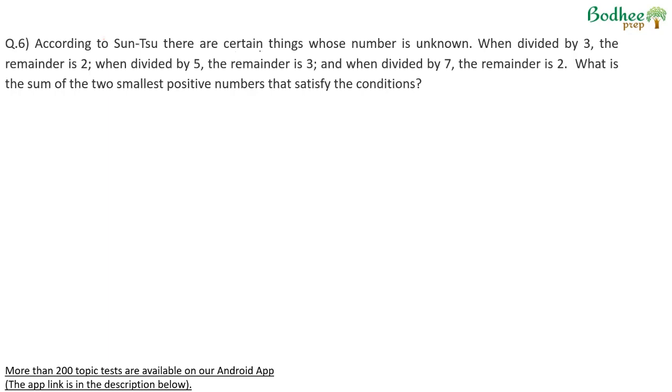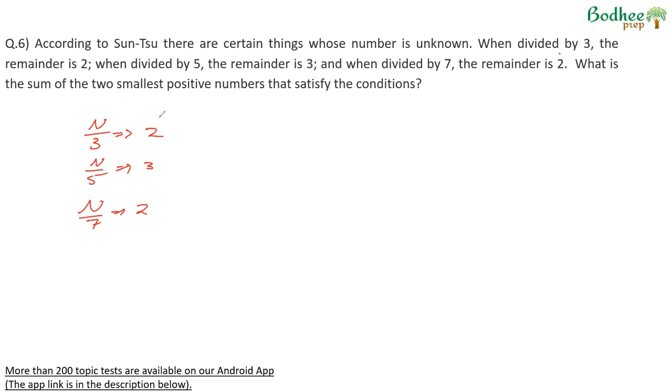According to Sun Tzu, there are certain things whose number is unknown. When divided by 3, the remainder is 2. Suppose we are talking about n divided by 3, the remainder is 2. N divided by 5, the remainder is 3. N divided by 7, the remainder is 2. The remainders are not constant, and the differences are also not constant. What is the sum of the two smallest positive numbers satisfying this condition?